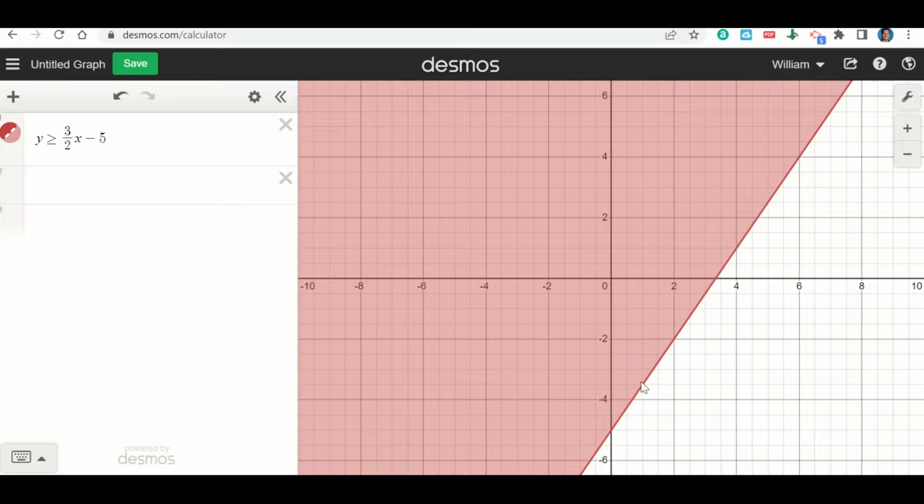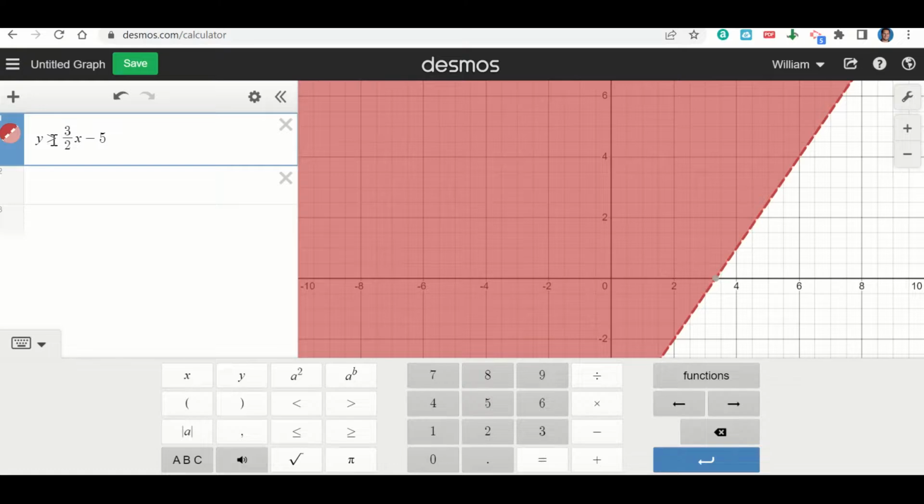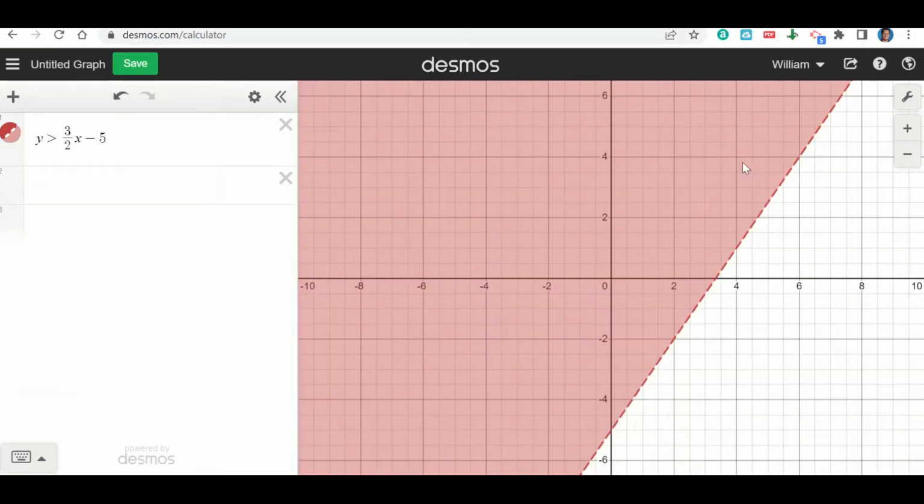And now it graphed the inequality for us. It shows the type of line right here and the shading. Now if it wasn't or equal to, we can see that it creates a dotted line, so it will create the correct type of line and it will show where the shading should occur. So that's how you can use Desmos to check your work when dealing with linear inequalities.